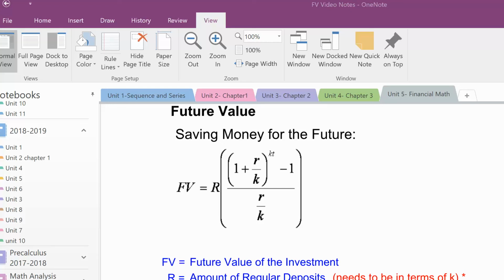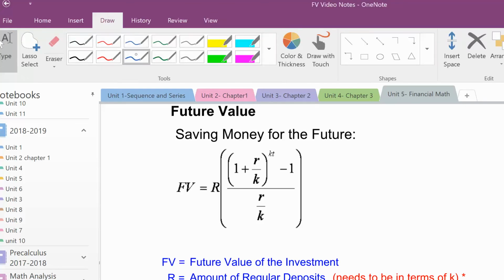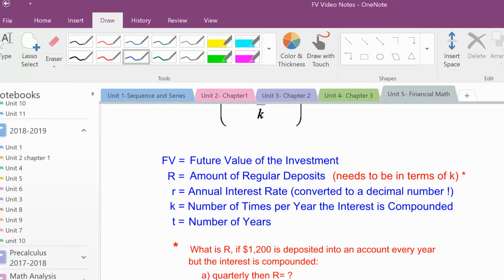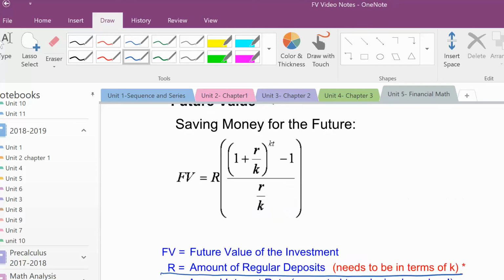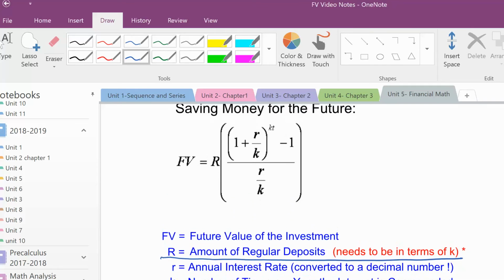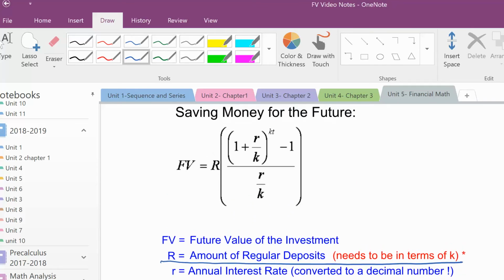Future value is going to be a type of interest where you're making regular deposits. Unlike compound interest, where you deposit a certain amount of money and you let it stay there and you don't do anything, with future value you make regular deposits. And that's the big R here. That's the difference between future value and compound interest.